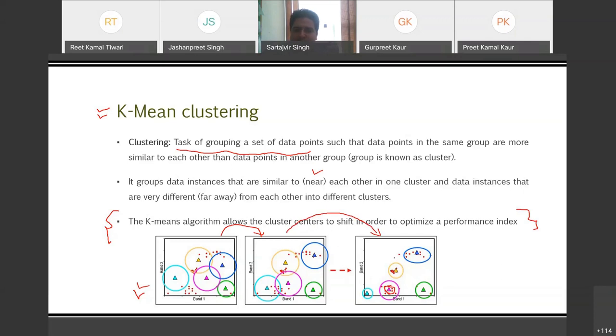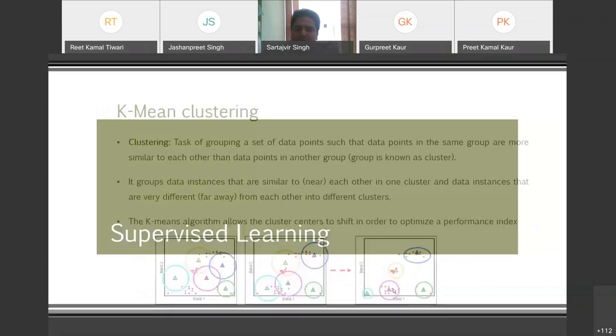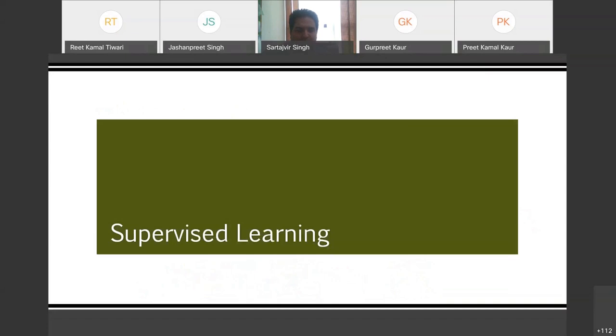And please note that one data point remains unclassified, and that will give you the error. So unclassified pixels remain. There may be a possibility of unclassified pixels in unsupervised learning. So in order to solve this, there is supervised learning.